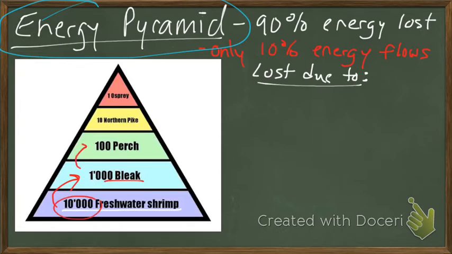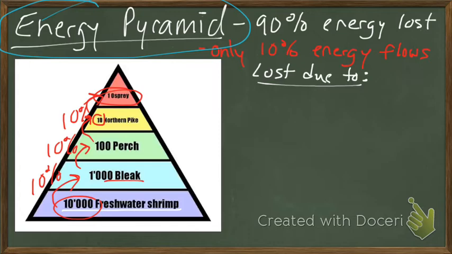These bleak might be eaten by perch. I know what perch is. Perch is another fish. These perch would be consumed by these northern pike, and you can see it's only 10 of them. And then, I don't know what this last one is, osprey, but it's one of them. So, anyways, mathematicians will tell you that only 10% is going up each time.